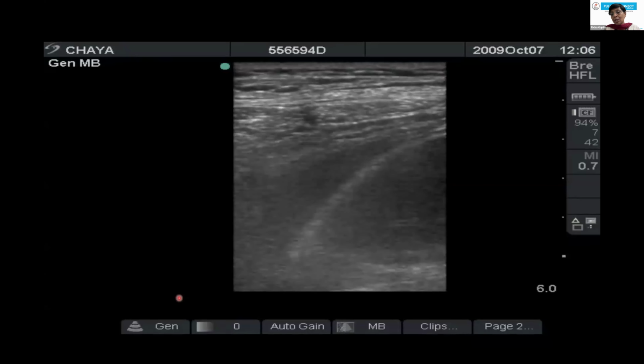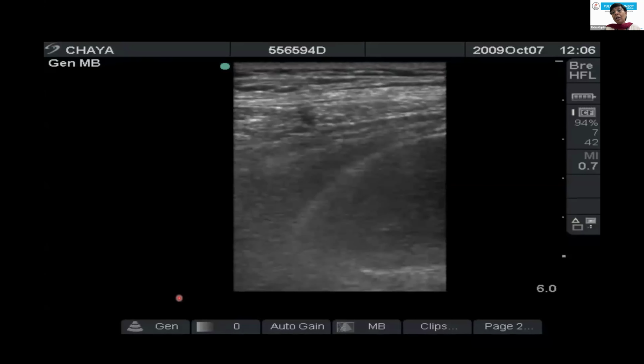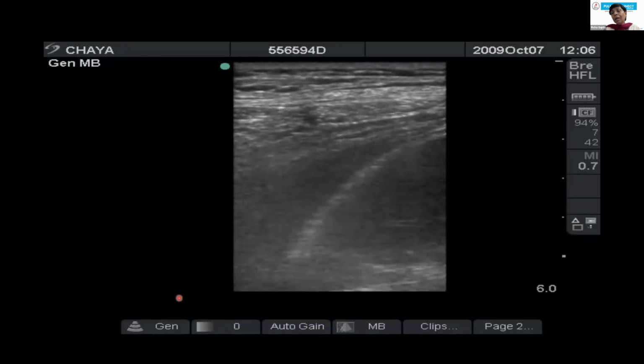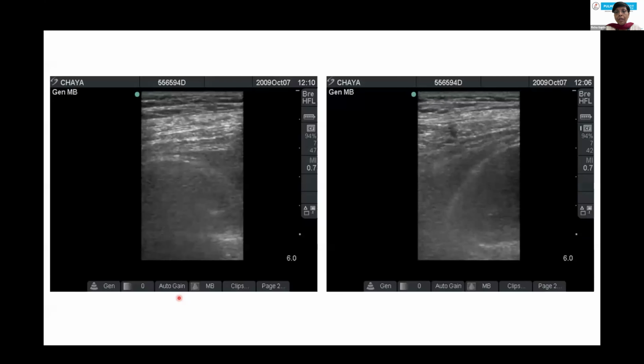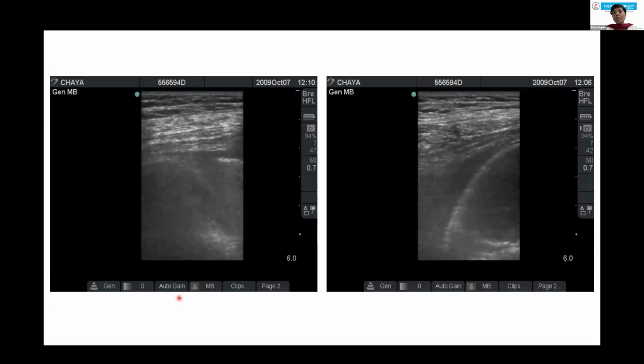So that is how you can compare. You can see the shape of the diaphragm. You can see the function of the diaphragm, and you can identify by doing a sniff test whether it is palsy or it is eventration. So this is how it would look like. Look at the movement, how nicely it is moving on the left side, but how less it is moving on the right side.